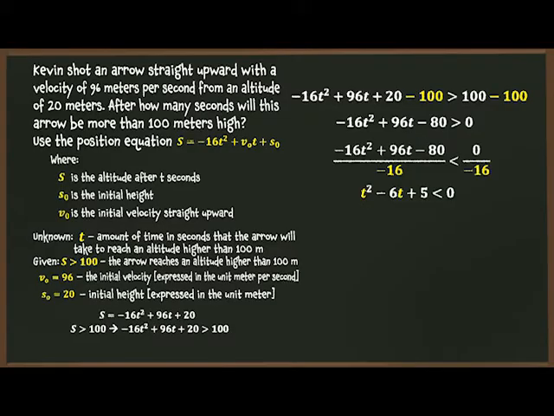Hence, we have to determine the set of values of t for which the polynomial t squared minus 6t plus 5 is less than 0 or negative. And the first thing we do is to solve the quadratic equation that corresponds to the given inequality. And I am referring to t squared minus 6t plus 5 equals 0. Observe that the symbol in the inequality is just changed to an equal sign.